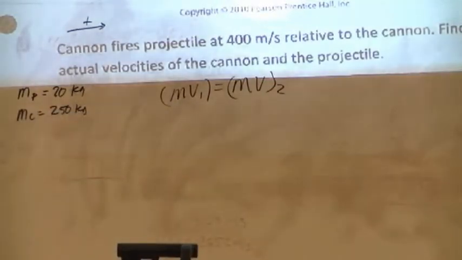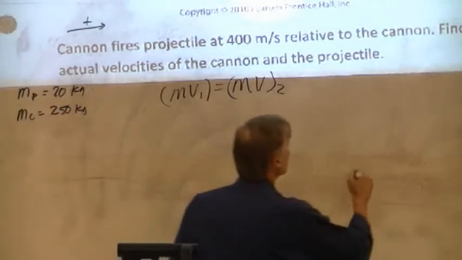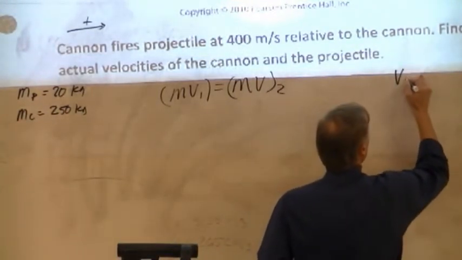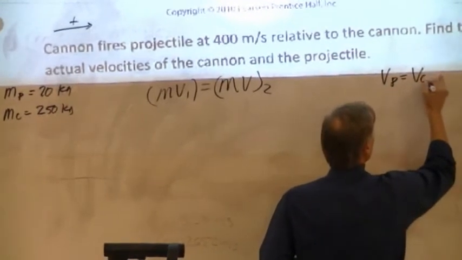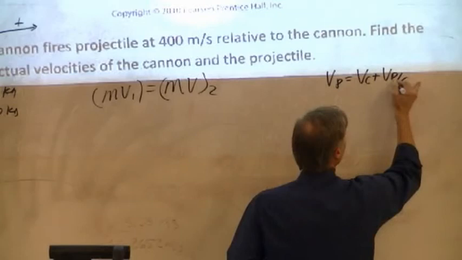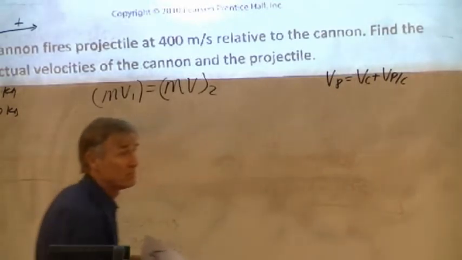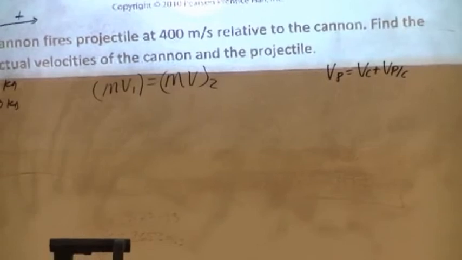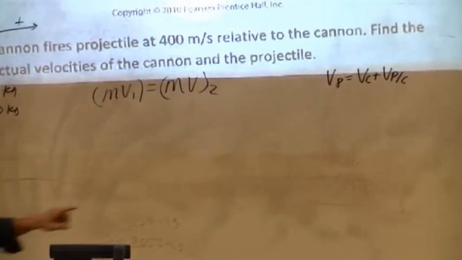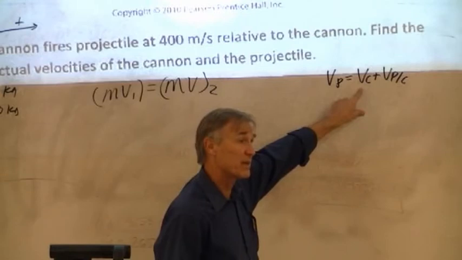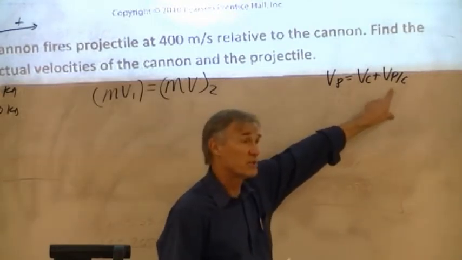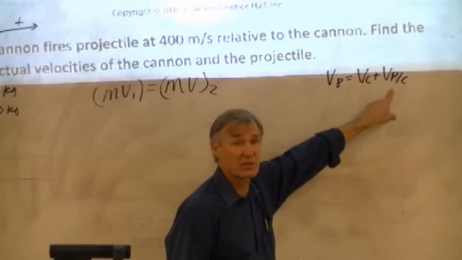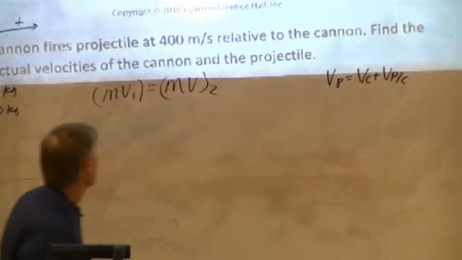What have I got in the X direction? Well, it says the cannon shoots a bullet relative to the cannon. So maybe I should write our relative equation too. The velocity of the projectile is equal to the velocity of the cannon plus the velocity of the projectile with respect to the cannon. This is where the 400 meters per second is. We don't know the actual speed of the projectile or the actual speed of the cannon, but we only know the projectile relative to the cannon, okay? All right, so let's do our momentum.